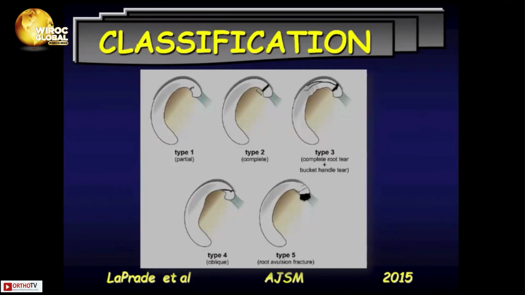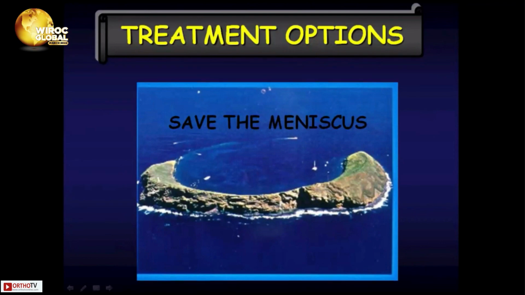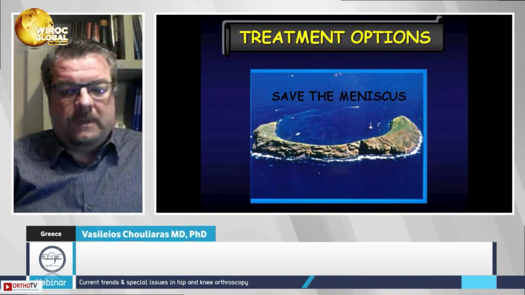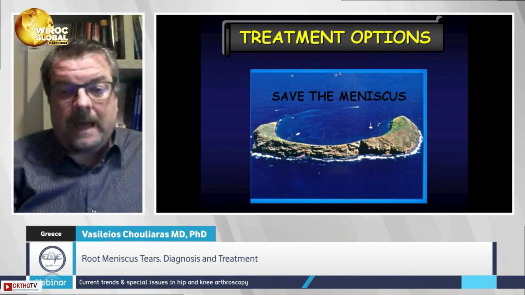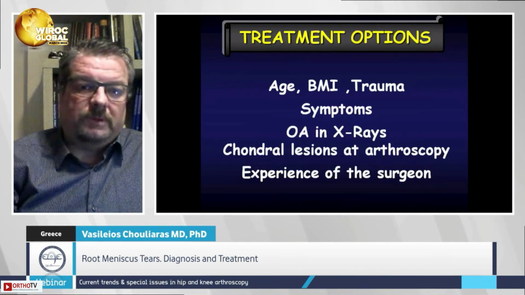There are some classifications. It's more appropriate for the medial meniscus, the classification of LaPrade, with a partial meniscus root tear, complete, the most common, a combination of tear with a bucket handle tear or a bony avulsion. So, well, now in 2022, we have the motto of save the meniscus, and that is why it's very crucial to diagnose the meniscus tear and to treat them appropriately.